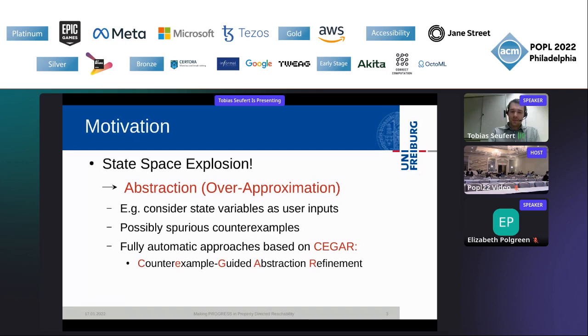Usually one would combine these abstraction techniques with a refinement technique, and very popular here would be CEGAR, which is short for counterexample guided abstraction refinement, which uses information from these counterexamples, these spurious ones, to refine the abstraction in some kind of a loop.